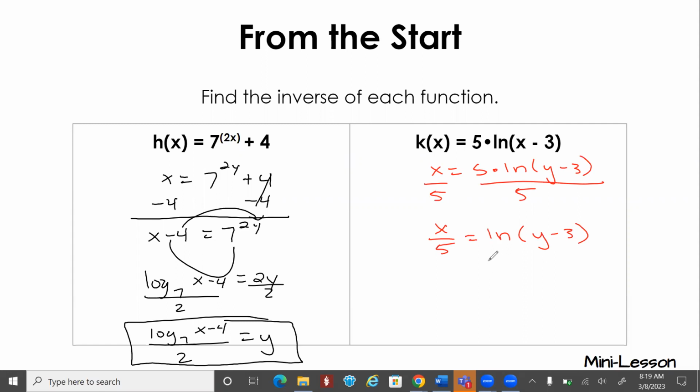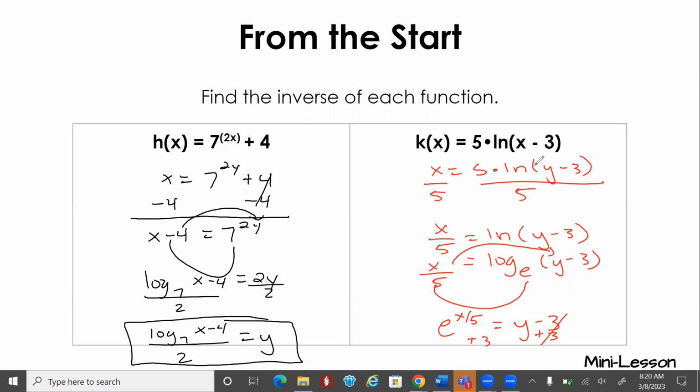Okay, cool. All right, so this ln is the same thing as log of base e of y minus 3. And now we're going to put this in exponential form because we're trying to solve for y. So we're trying to get y by itself. So this is going to give me e to the x divided by 5 equals y minus 3. I'm going to add 3 to both sides. And so my final answer, and I'm going to write this up at the top so that you can actually see it, is y equals e to the x divided by 5 plus 3.